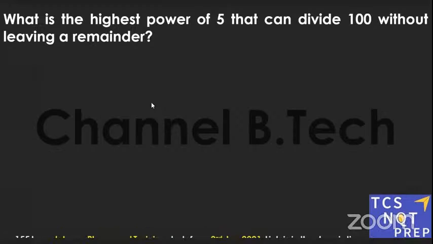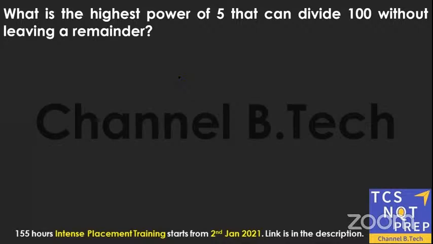Okay, this is not 100 factorial. This is just 100. I am taking a very simple value to make you understand how this works. That means the highest power of 5 that can divide 100 without leaving a remainder. That means the remainder of 100 divided by 5 raised to the power n should be equal to 0. This is the meaning of this particular question, right?